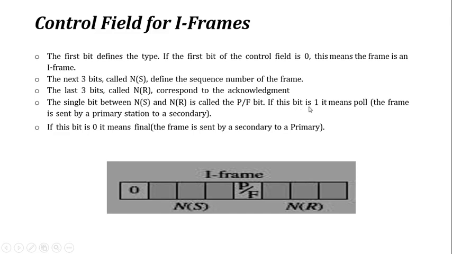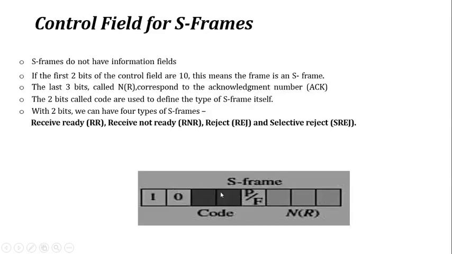If this bit is 1, it means poll: the frame is sent by a primary station to a secondary. If this bit is 0, it means final: the frame is sent by a secondary to a primary. So P means poll and F means final. Okay, and this is the diagram for the control field of the I frame.